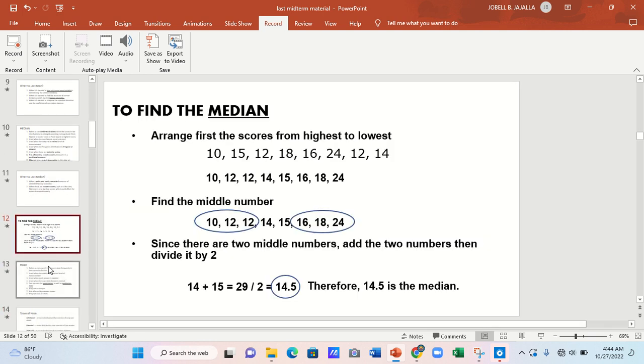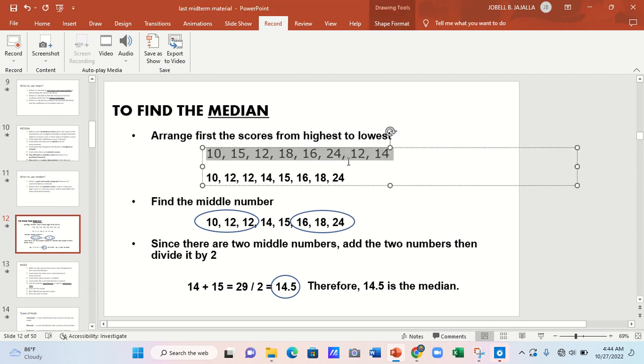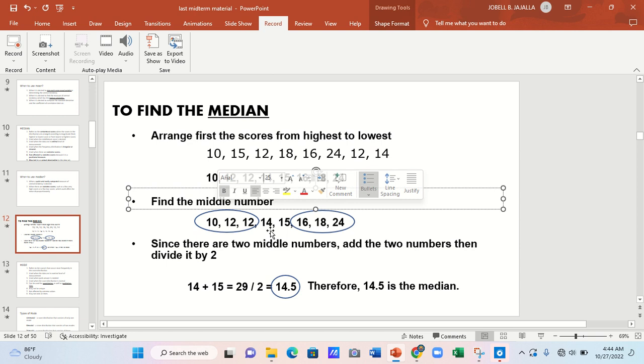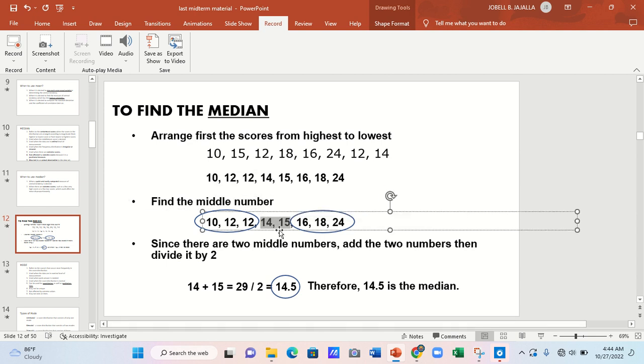Now, how to find the median? The first step is to arrange the scores from highest to lowest. So this is the example data. Then we sequence it from lowest to highest. Then afterwards, we find the middle number. If there is only one middle number, automatically that is considered as the median. However, in this case, there are two middle numbers, so we still have to compute or solve for the median.